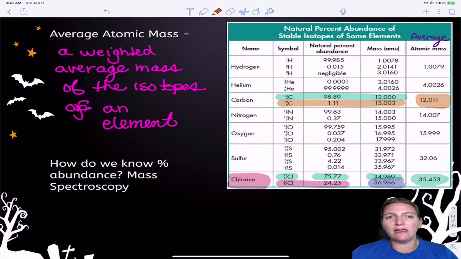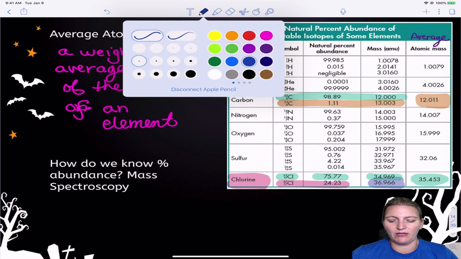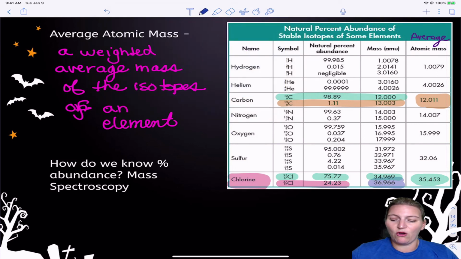There's a very simple mathematical way that we will learn in another video of how to calculate average atomic mass. It's a formula, and in order to use that formula, we need to know natural percent abundance. And how do we know the percent abundance of the different isotopes? How do I know that 99% of all the oxygen in the world is oxygen 16, but there are some other isotopes, but they're very, very rare? I know that through a process that's called mass spectroscopy.